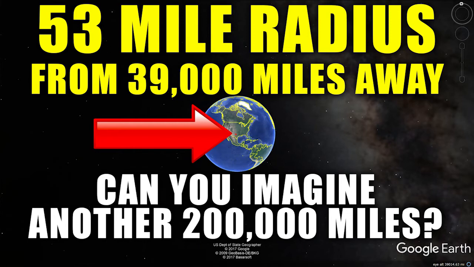Then I zoomed out as far as I could, and unfortunately it only goes to 39,000 miles away, but it still makes the point in my opinion. You can barely see the 53-mile radius from 39,000 miles away. If I were to go another 200,000 miles out, we surely would not be able to see the red circle anymore. Of course, Google Earth is complete nonsense.